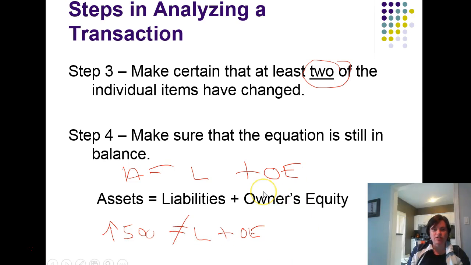So let's say the transaction is that the company bought some furniture on account, meaning that they are not paying for it right away. Well, assets go up by 500 and liabilities go up by 500, and there is no change to owner's equity. Now the equation is still true because the left side of the equation and the right side of the equation have both gone up by $500.